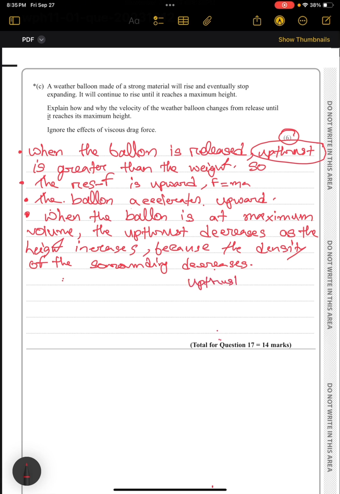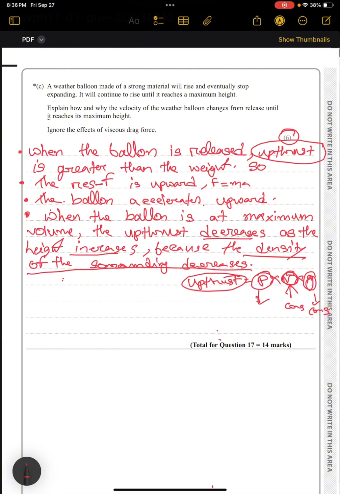Upthrust is equal to rho into V into g. When the volume reaches its maximum volume, it becomes constant, and gravity is also constant, but the density decreases. As the height increases, the density of the surrounding decreases. So as the density decreases, the upthrust also decreases. The upthrust decreases as the height increases because the density of the surrounding decreases. When the balloon is at maximum volume, we can explain these things using this formula. So we are done with 4 points.